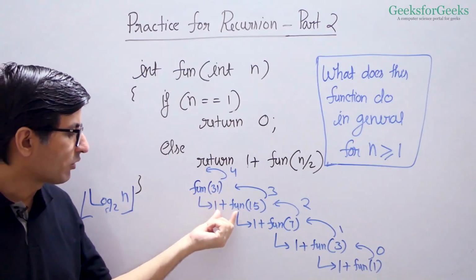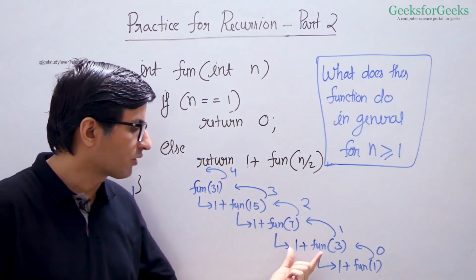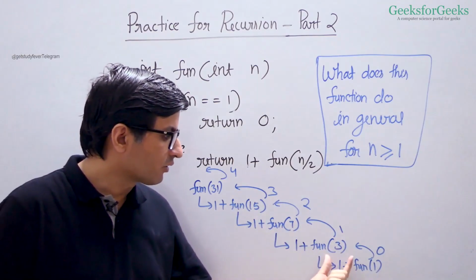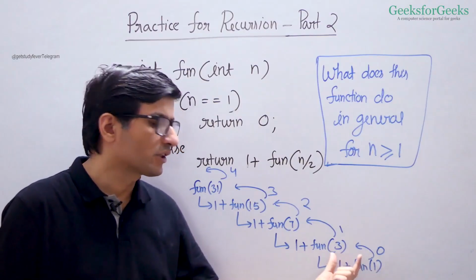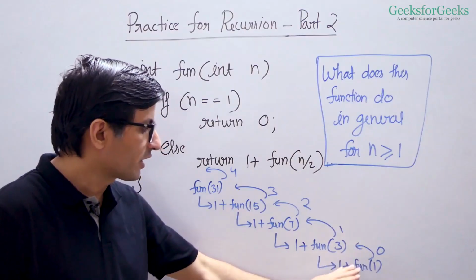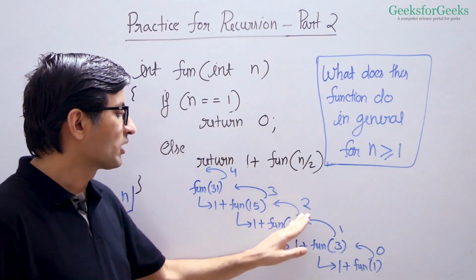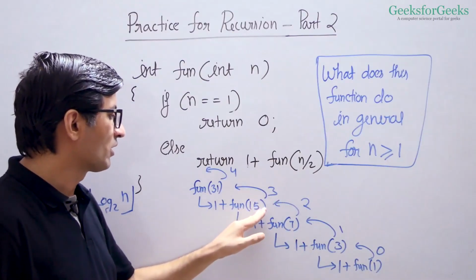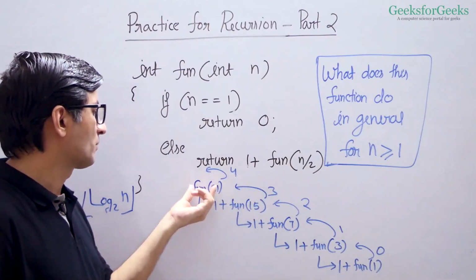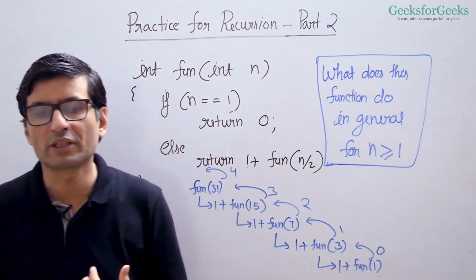For 31, you will call 1 plus fun 15, fun 15 will call 1 plus fun 7, then it will call for 1 plus fun 3, then it will call for 1 plus fun 1, right? 3 divided by 2, when you do integer division, you get 1. This will return 0, right? And this will return 1 plus 0, 1. This will return 1 plus 1, 2 to its parent, and the parent will return 1 plus 2, 3 to its parent, and the parent call will return 1 plus 3, 4 to the parent. So for 31 you are getting 4.